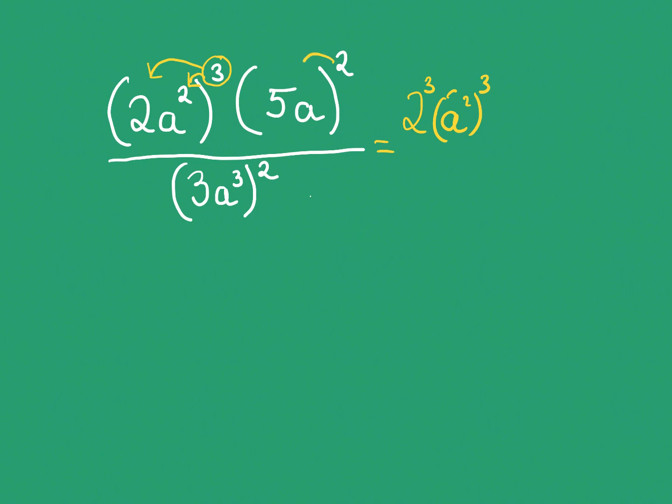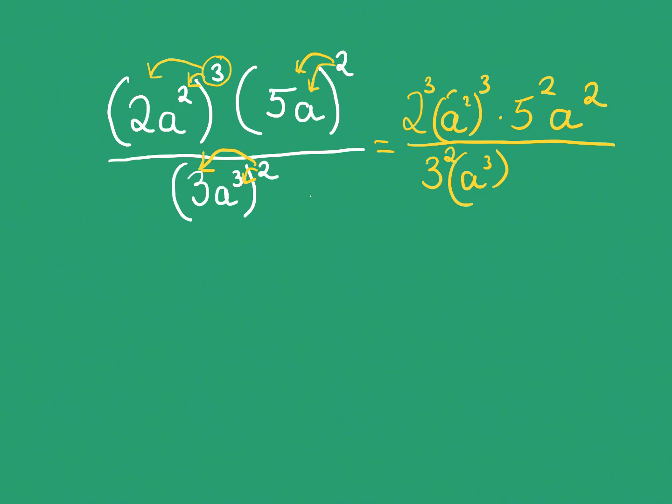Then when we share this one, that gives us 5 squared times a squared. On the bottom, we're going to do the same thing, being sure to give the exponent outside the parentheses to all of the terms inside the parentheses. So we have 3 to the second power, a cubed to the second power.